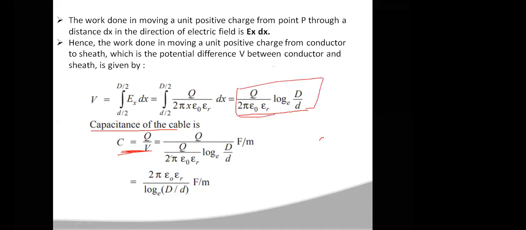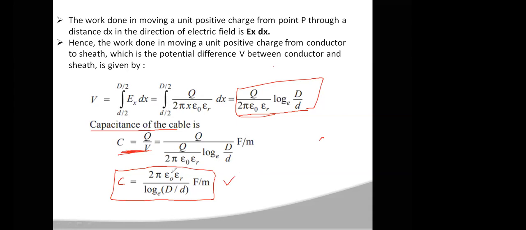So then you will get the capacitance of a single core cable, which has a value 2 pi epsilon naught by ln capital D by small d. Here capital D is the sheath diameter and small d is the conductor diameter. This is how you can calculate the capacitance of a single core cable.